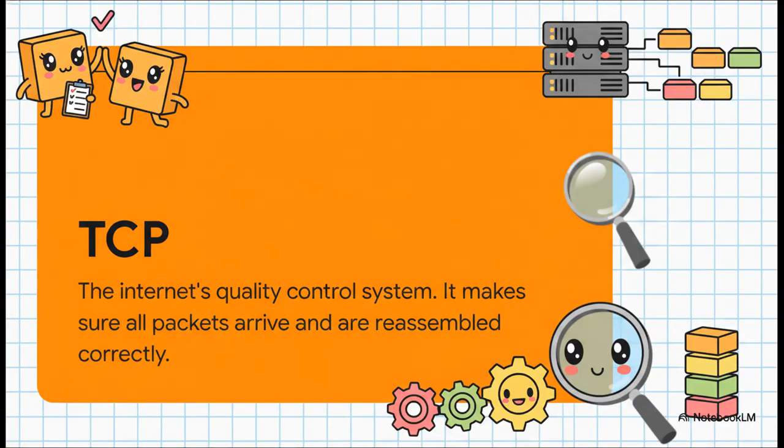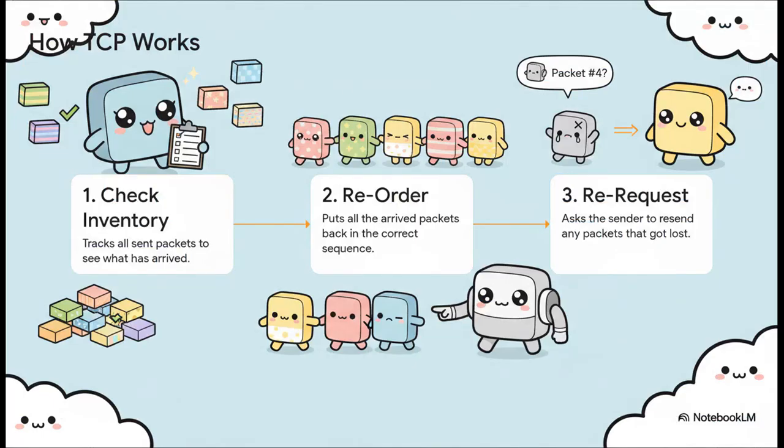And that set of rules is called TCP, which stands for Transmission Control Protocol. The best way to think about TCP is as the internet's super strict, detail-oriented project manager. Its one and only job is to make sure that the final message is put back together perfectly, no exceptions. So how does our project manager, TCP, pull this off? Well, it's a three-step process.